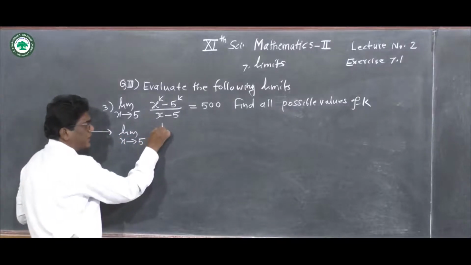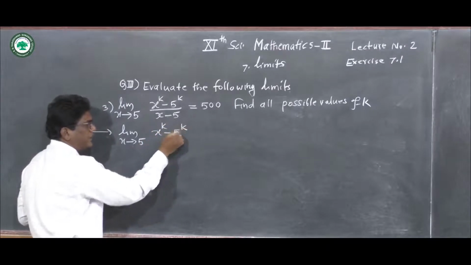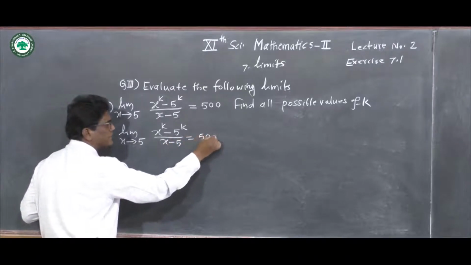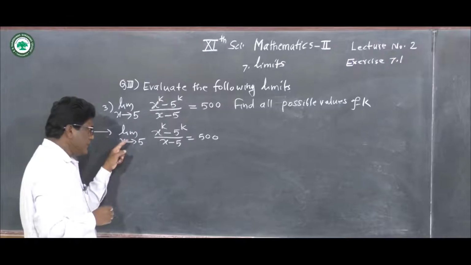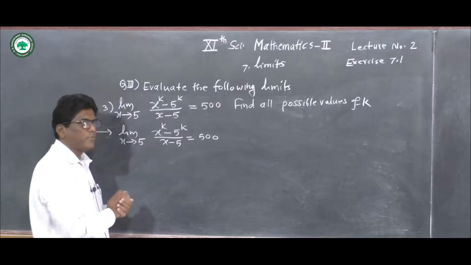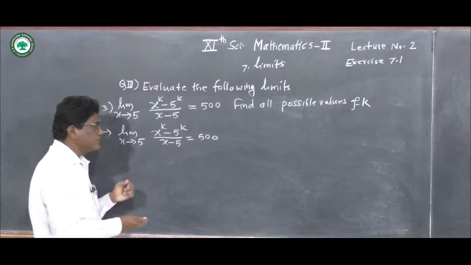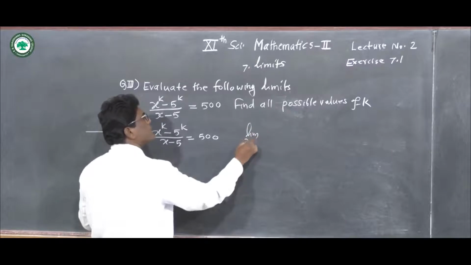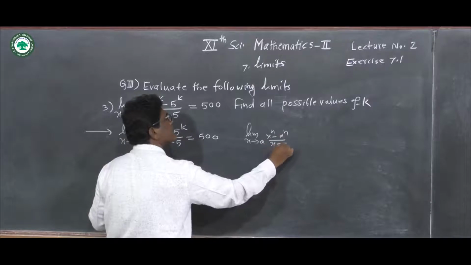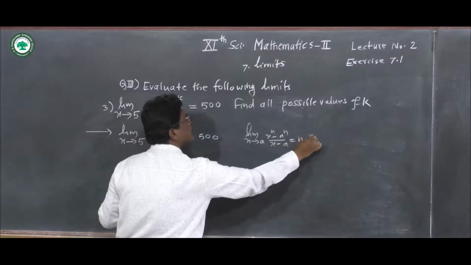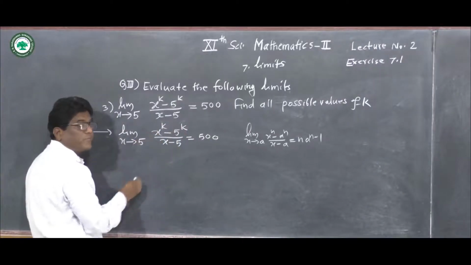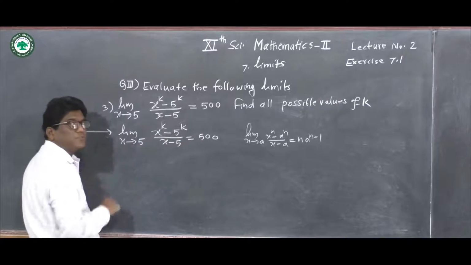Now we are given the limit as x tends to 5 of x to the power k minus 5 to the power k divided by x minus 5 is equal to 500. On the left hand side, if we put x equal to 5 in the denominator, we get 5 minus 5, that is 0. So we have to use the standard formula: the limit as x tends to a of x to the power n minus a to the power n upon x minus a is equal to n into a to the power n minus 1. The powers should be the same, and x tends to 5.